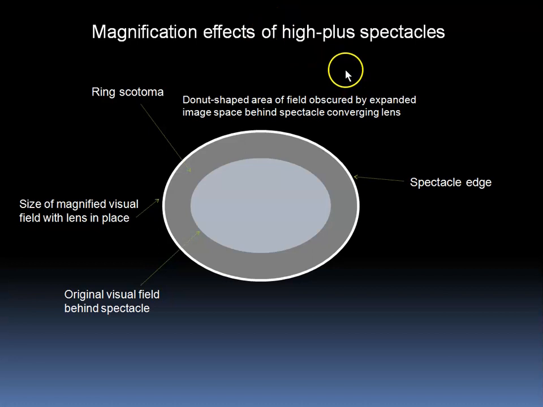We know that plus lenses magnify images relative to the true size of objects seen. So here we see the visual field seen by a patient through the spectacle glass. Here is the perimeter of the spectacle and the visual field seen within it.